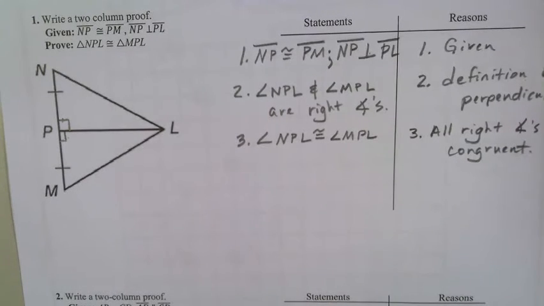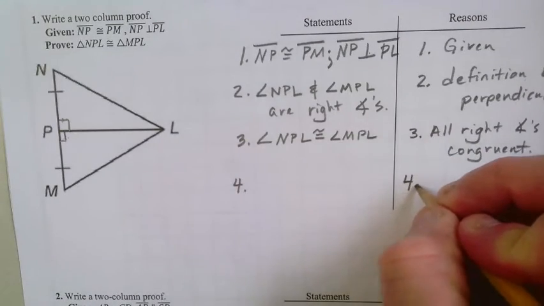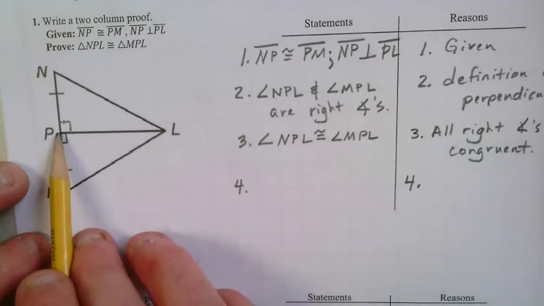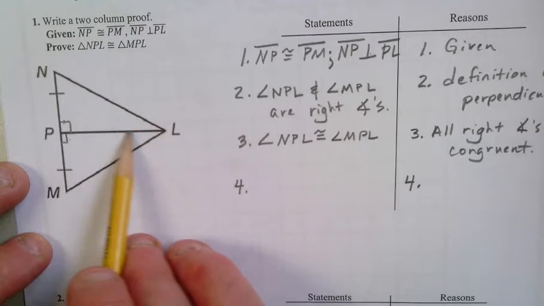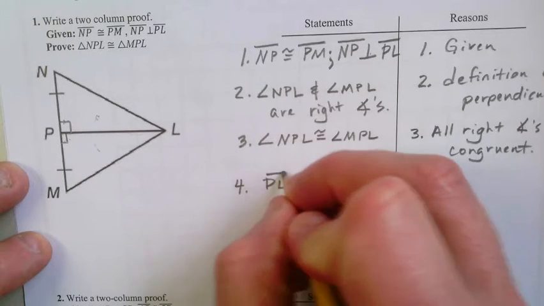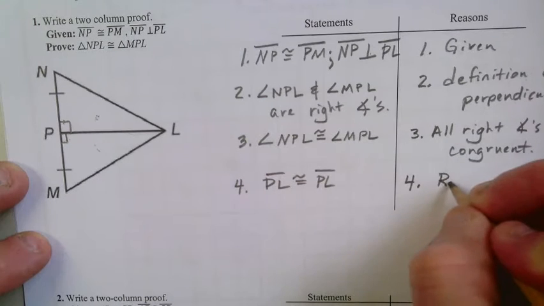Okay? Now, from there, the next thing I'm going to do, what else could be marked congruent in this picture? Well, I hope you're thinking PL. This line is shared between those two triangles. So as a result, PL is going to be congruent to PL by the reflexive property.